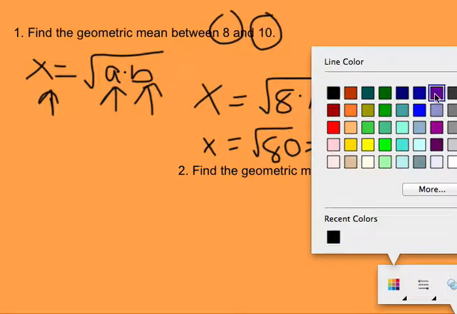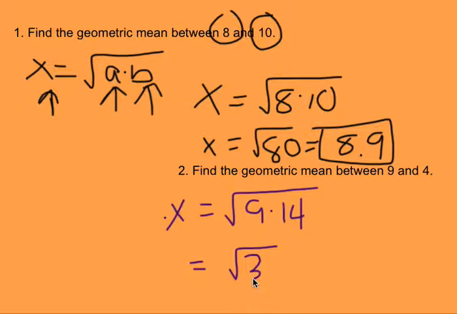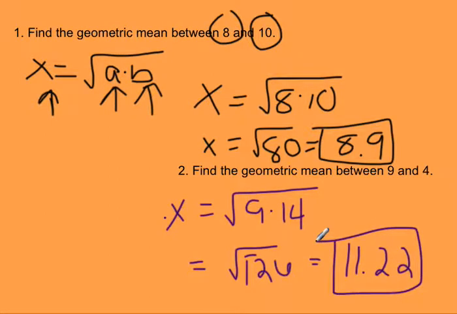Now let's take a look at the geometric mean between 9 and 14. So x is equal to the square root of 9 times 14. You multiply 9 and 14 and you end up getting the square root of 126. Then we take the square root of that answer, and when we do that, we end up getting 11.22. So that is the geometric mean between 9 and 14.